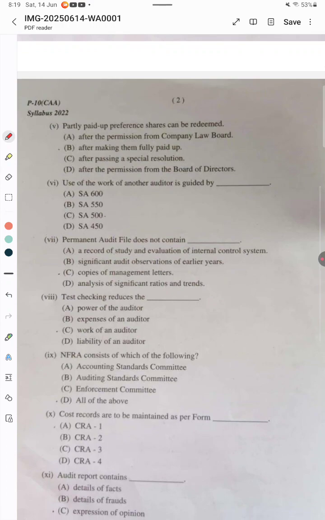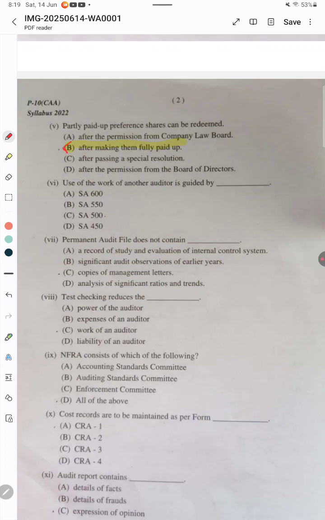And then question number 5. Partly paid-up preference shares can be redeemed, after permission from the Company Law Board, after making them fully paid up, after passing a special resolution, or after permission from the board of directors. The answer is that they must be made fully paid up. Then only can they be redeemed. So after making them fully paid up is the correct answer. Please make note of it. B is the correct answer.